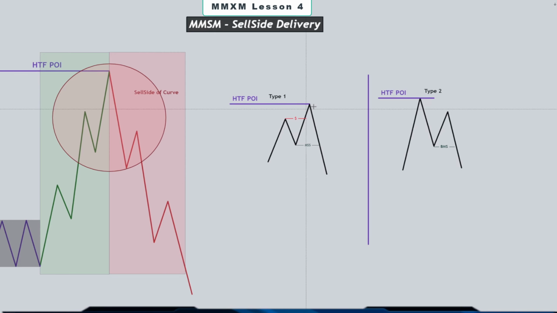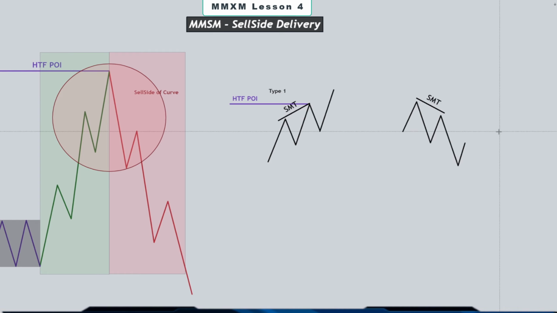So when I have this, we call this the SMT divergence. So we look for SMT on the correlated asset in this way. With a correlated asset, one will create a higher high and then it will give you the break in market structure or the market structure shift, and the other correlated asset will give you a lower high with a break in market structure. So the type 2 we can use when there is a SMT divergence, then it will give us the extra confluence for an inversely correlated asset, for example DXY and Euro or GBP USD pairs like that.